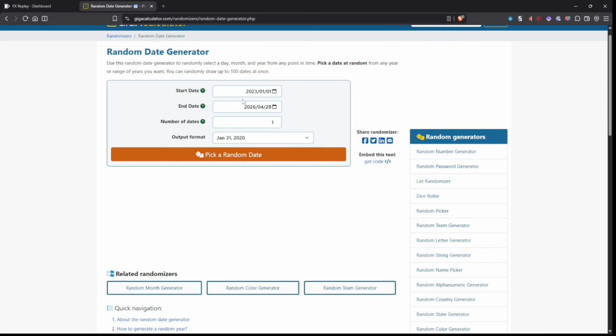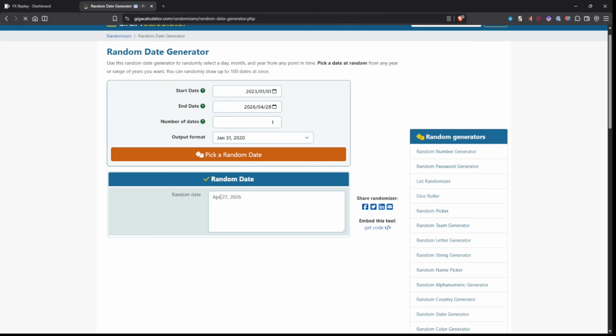So now that we have our time period selected, let's generate the date. We got the 27th of April 2026, which is just yesterday. So that's too close to backtest. So we're going to have to just pick another random date. Okay, that's much better. Got September 18th, 2023. Time, as you can see, is still the same.